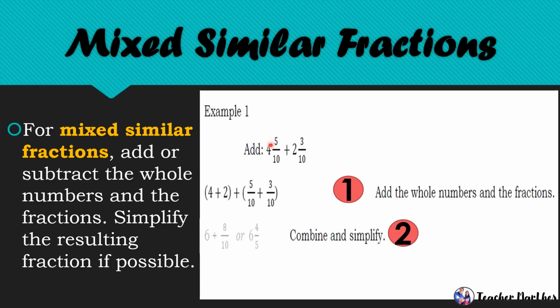Step 2, combine and simplify. So, we have 4 plus 2. 4 plus 2 is equal to 6. Then, 5 plus 3 is equal to 8. So, naging 6 and 4/5 siya kasi ni-lowest term na yung 8/10. So, ang GCF ng 8 and 10 is 2.